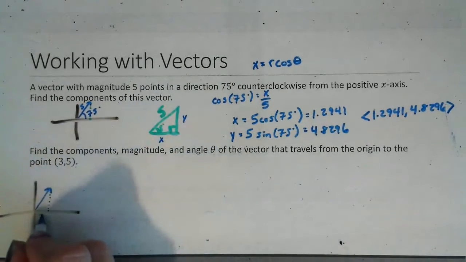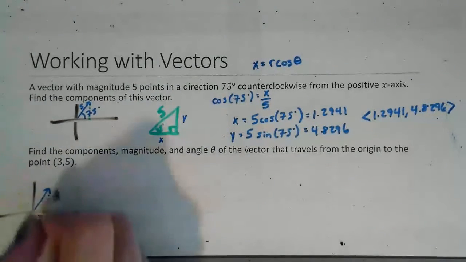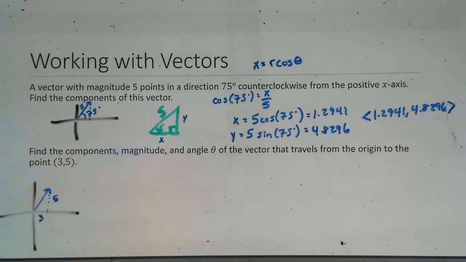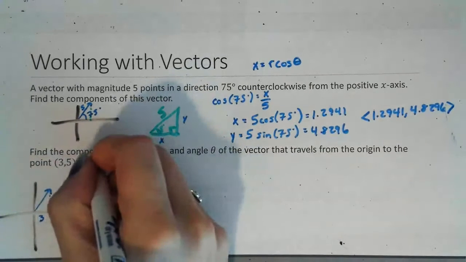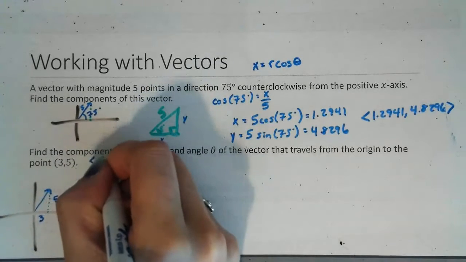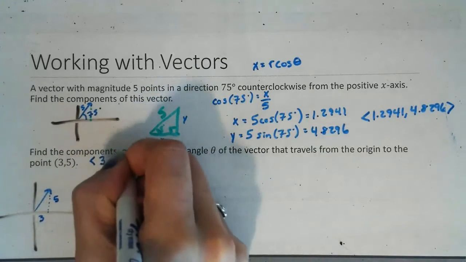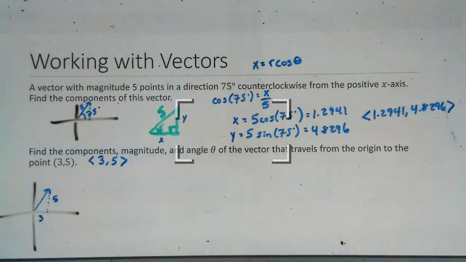Dropping this down, we know that the x value is 3, and the y value is 5. First up, we want to find the components. Well, that's just the 3 and the 5. Because we started at the origin, we know we traveled 3 to the right and 5 up, and that's how we get our components.